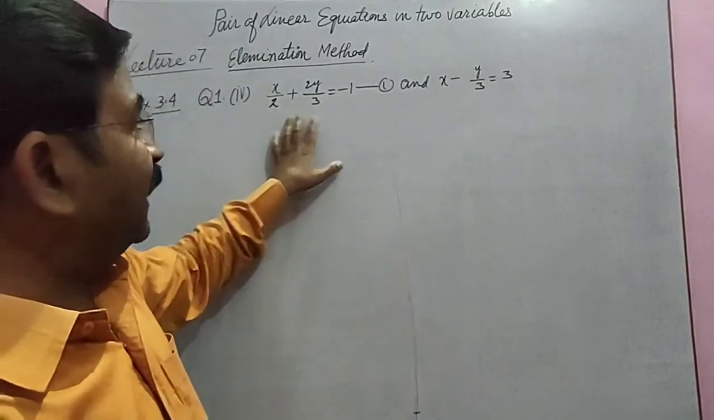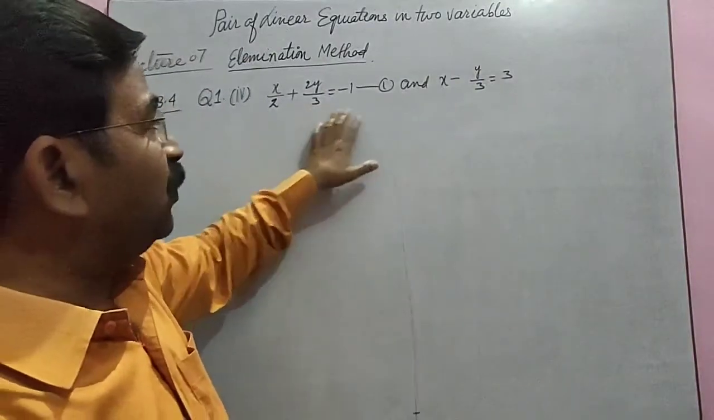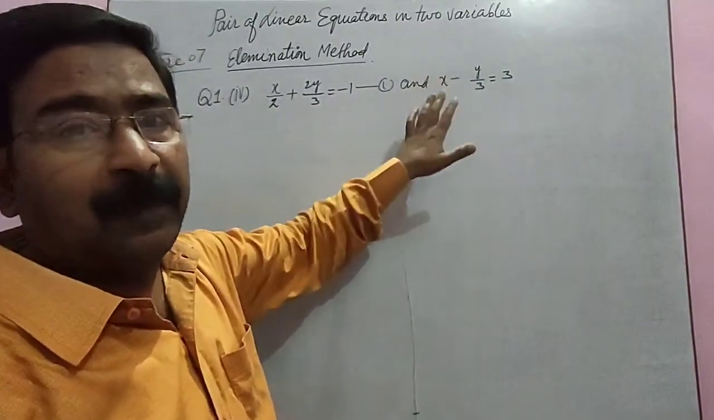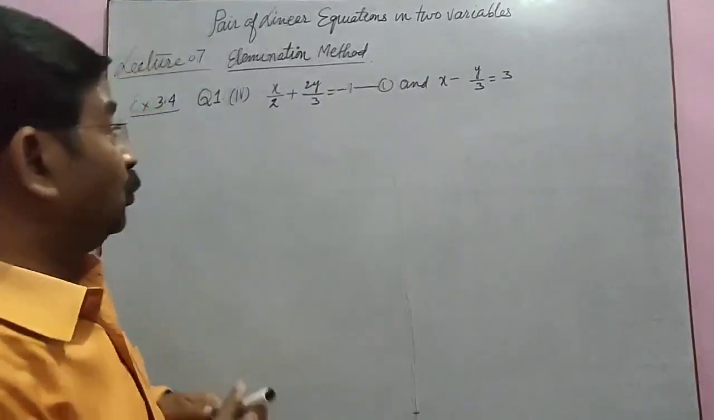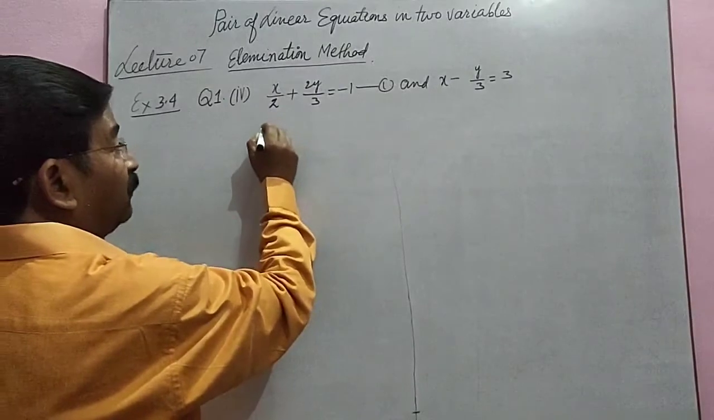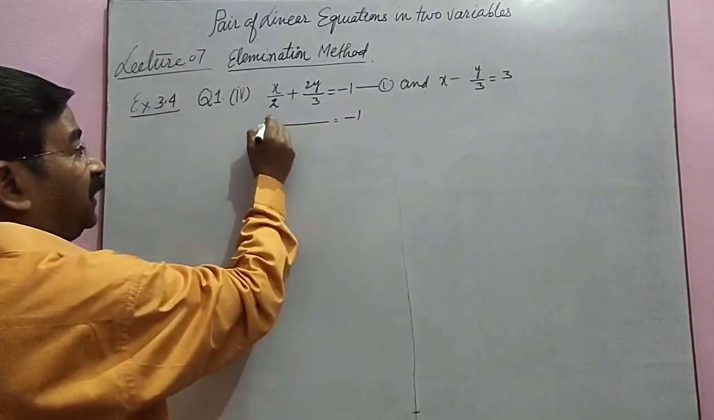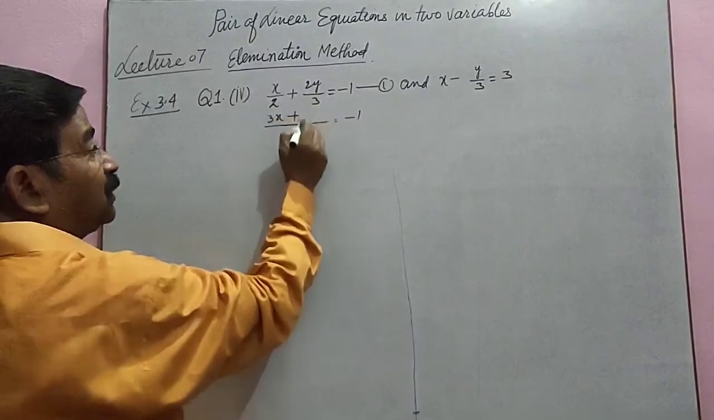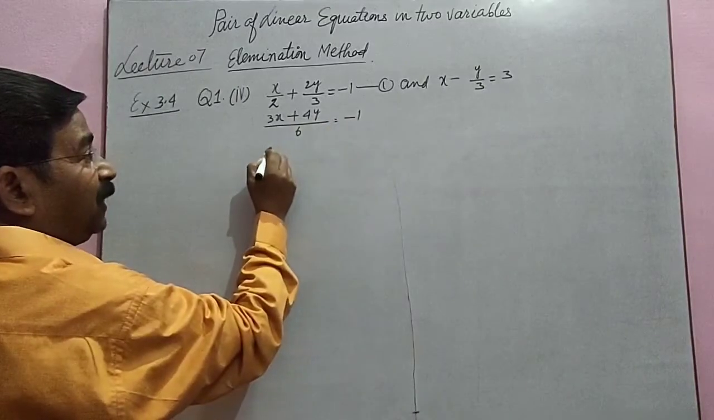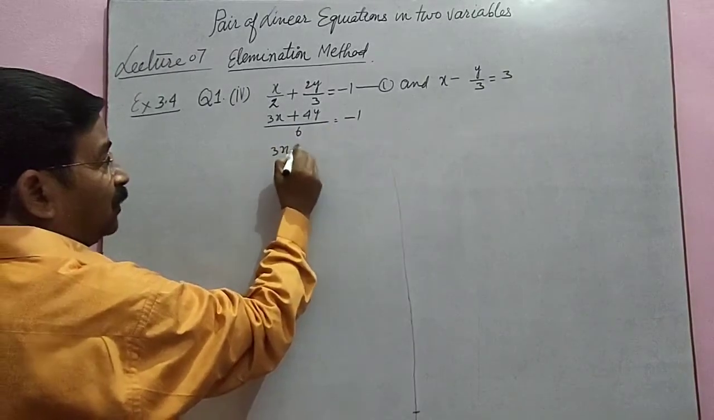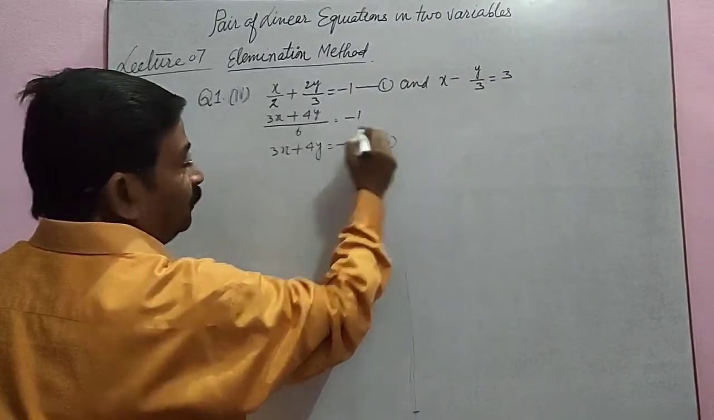So this can be solved directly, or better, you can change this equation into a simple form. How? By taking the LCM. So let's see, the LCM of equation number 1 is 6. So 2 3s are 6, 3x plus 3 2s are 6, 2 2s are 4y upon 6. By cross multiplying we have 3x plus 4y is equal to minus 6. Equation number 3.